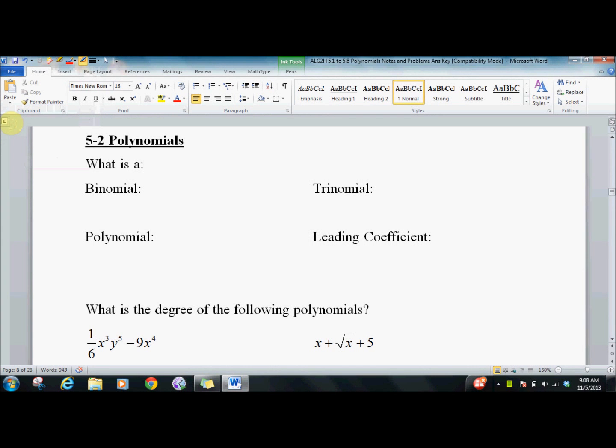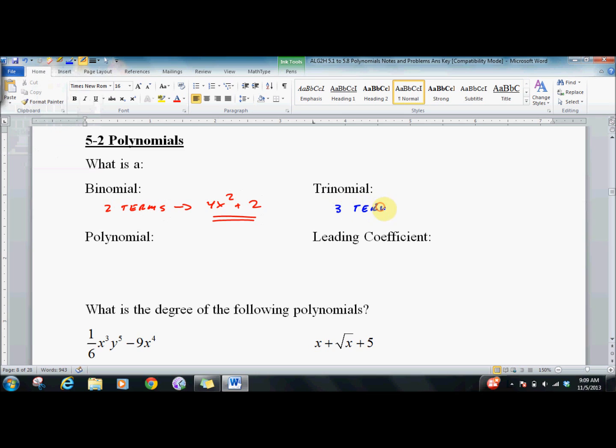Lesson 5.2, Polynomials. So just start with monomials. In the previous lesson, a binomial is two terms, 4x squared plus 2. A trinomial is three terms. The classic that you'll end up factoring is x squared minus 3x minus 21. But it could be anything. It could have a y in there. It could be y squared plus x squared. It's just three terms. Just getting us all on the same page.